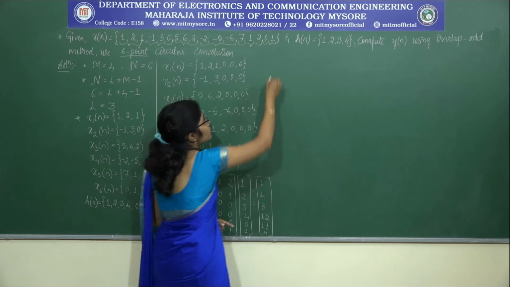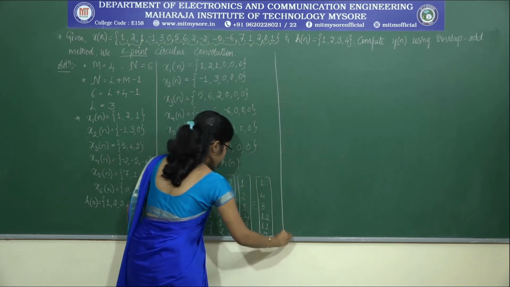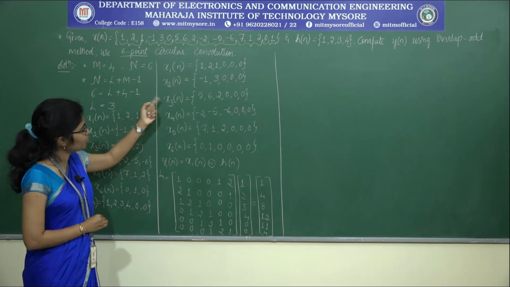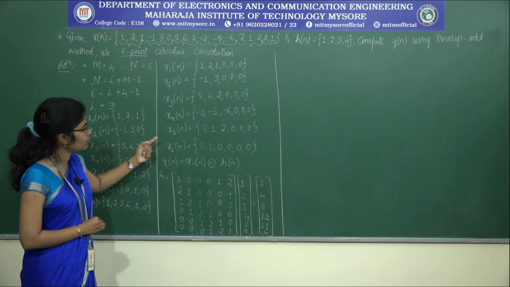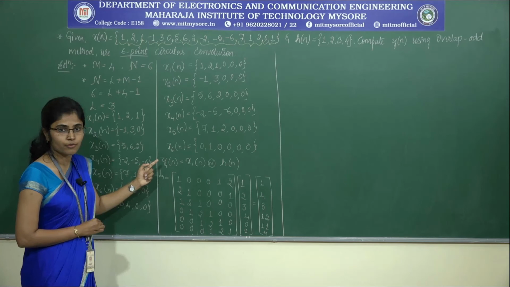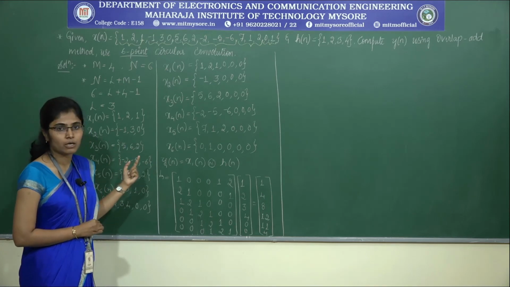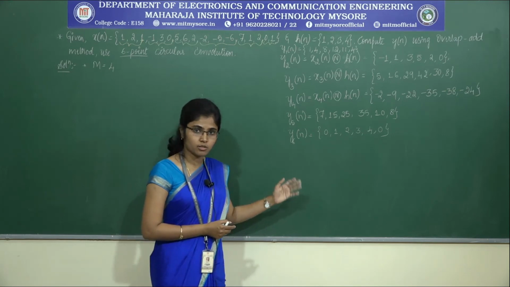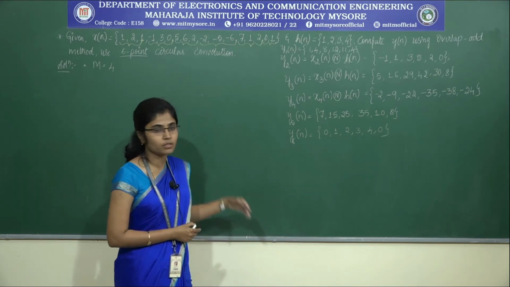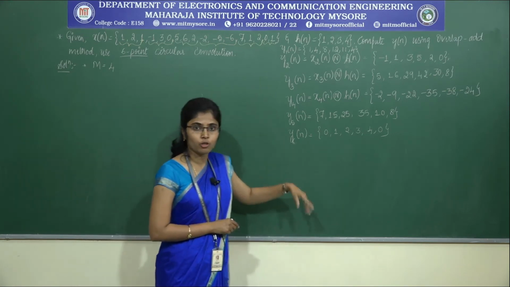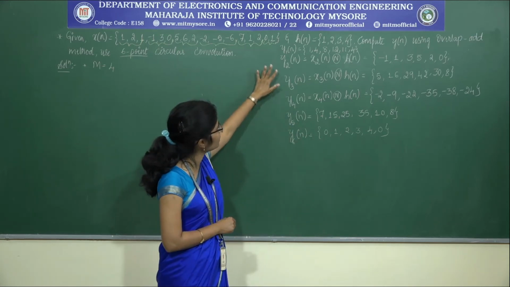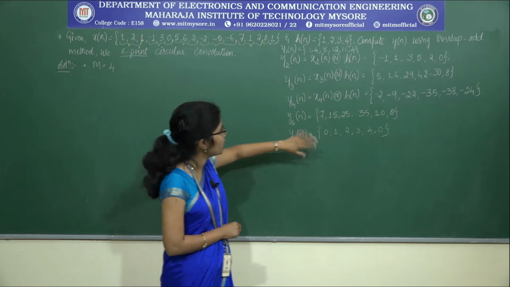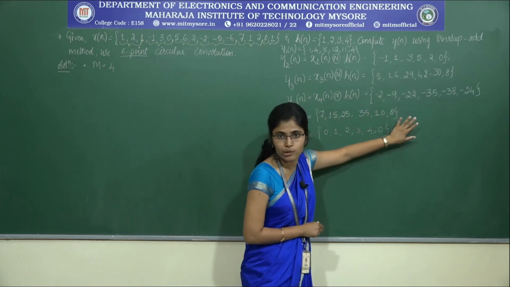So we found out y1 of n. Similarly, we need to find out y2 of n, y3 of n, y4 of n, y5 of n and y6 of n in order to find out the final output. So what I did is, I have shown how to solve the circular convolution using the matrix method. I want you to follow the same procedure to find out y2 of n, y3 of n, y4 of n, y5 of n and y6 of n. I have directly written the sequence which we are going to get.